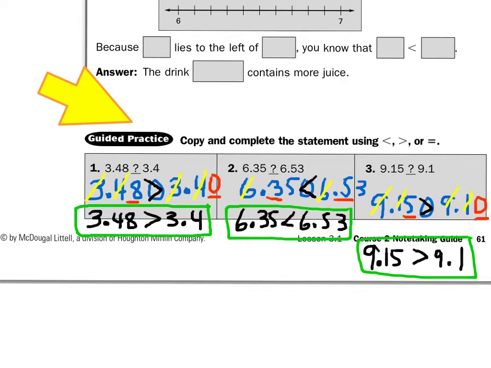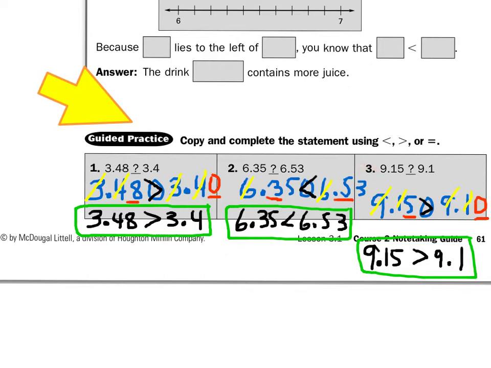Take a look at number 2. The first thing I did was write out the numbers that they gave me, 6.35, and I put my open circle, and then 6.53. And then I grab my colors so I can start to compare. Since 6 matched with 6, I just struck it out. Okay, it doesn't help me. And then I found the 3 right after the decimal point and the 5 right after the decimal point. Well, they're different, so I underlined them in red, and I just decide which one's bigger. Of course, 5 is bigger than 3, so I put the is less than symbol. So I would say 6.35 is less than 6.53.